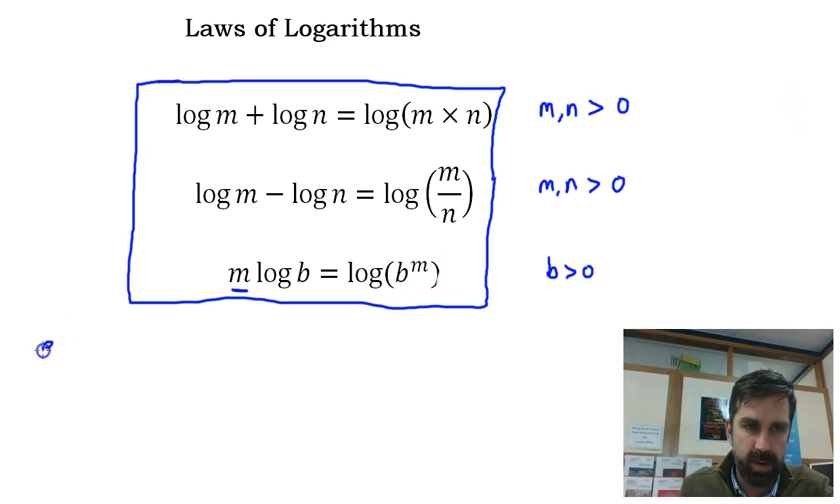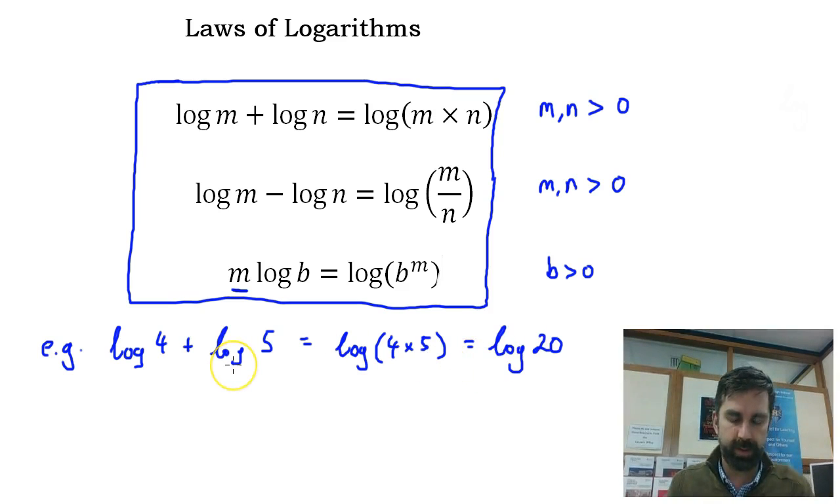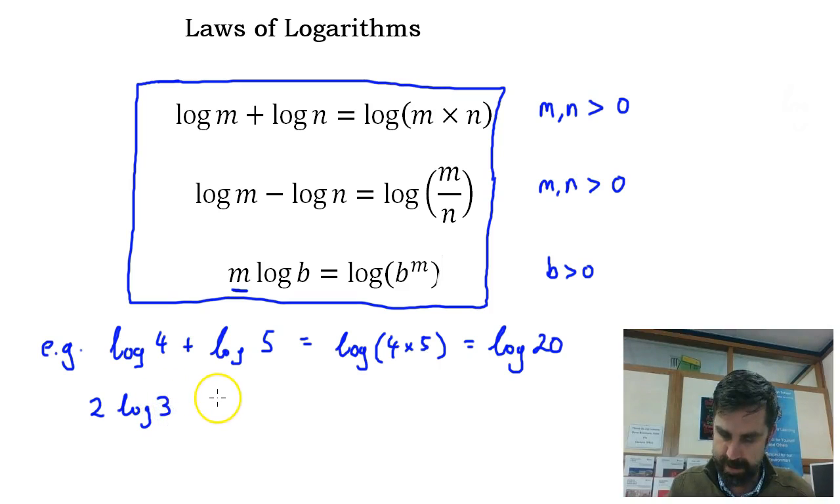So for example, if we had the log of 4 plus the log of 5, that's actually the same as the log of 4 multiplied by 5, or the log of 20. That's a really simple example. Another example might be if we had 2 multiplied by the log of 3 plus 3, and we want to combine that into one logarithm.